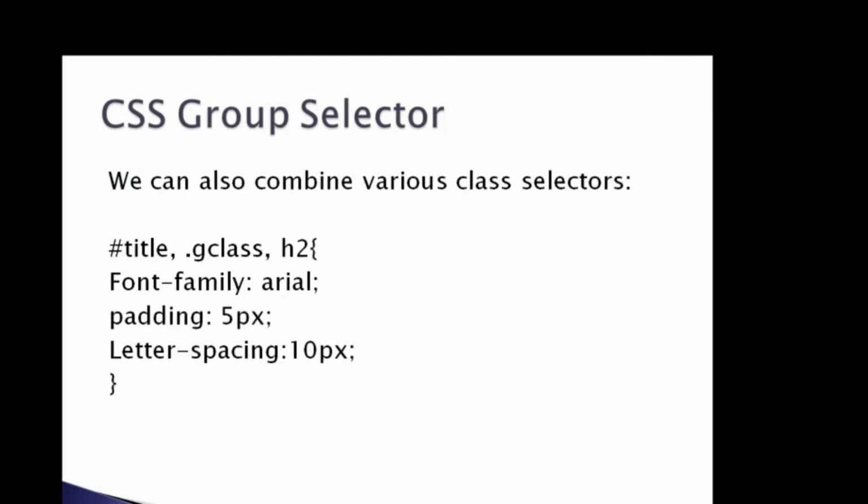Now there is another feature also of the group selector, which is that we can combine various class selectors. We have already studied the ID selector, the class selector, and this is the group selector. Also there is an element selector. So in this we can see the first is the ID selector, then the second is the class selector and the element selector. All these three selectors also can be grouped using this group selector, where all these selectors will have the common style definition. Now let us see the example.